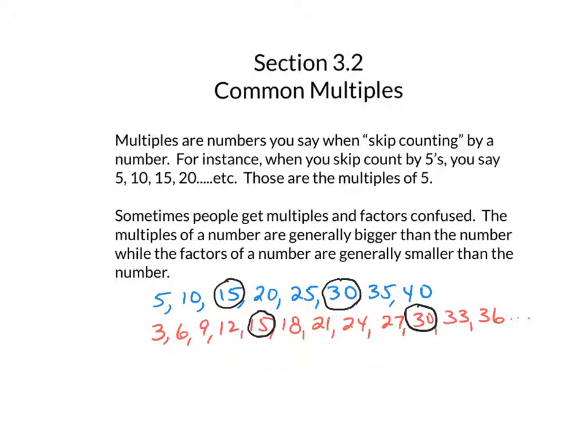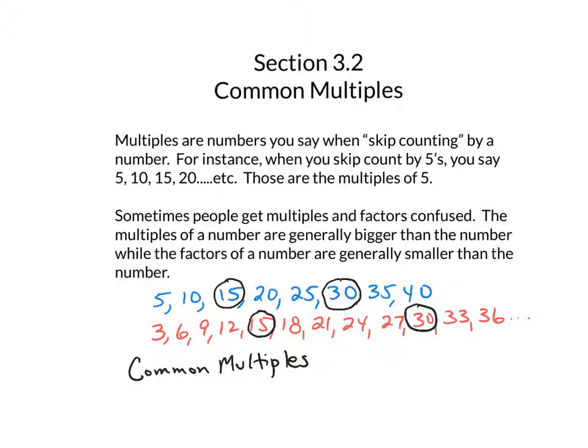15 and 30 are known as common multiples of 5 and 3 because they are both multiples of 5 and 3. Now, as I say, there are many more common multiples of 5 and 3 other than just 15 and 30. And maybe you notice the pattern. The next one would be 45. If I added another 15 to it, the next one would be 60, and so forth.